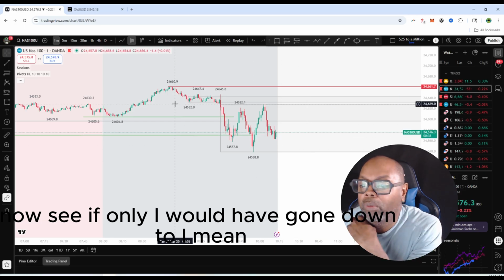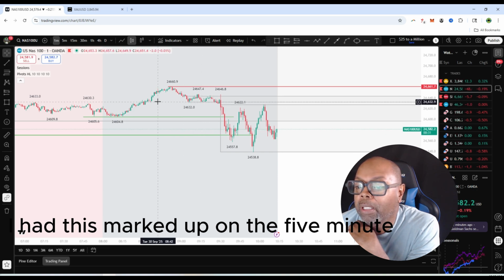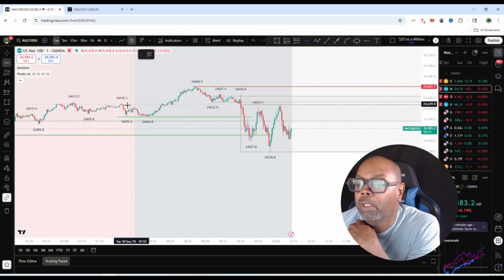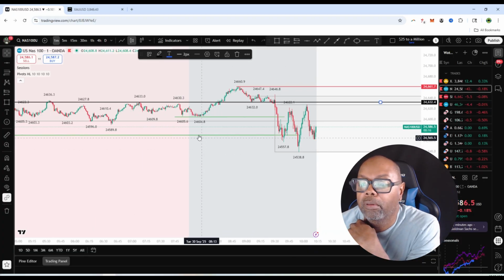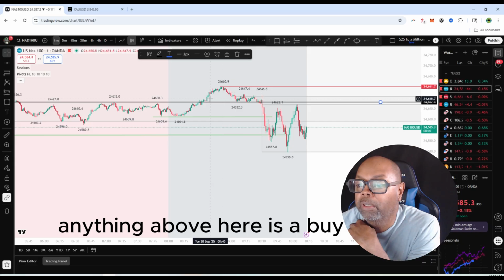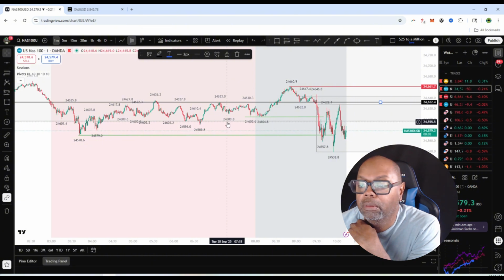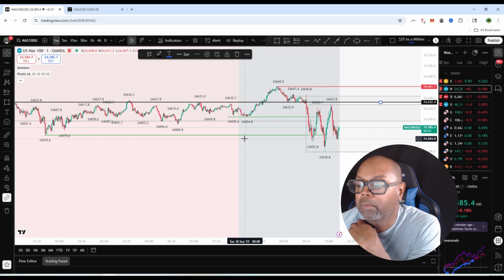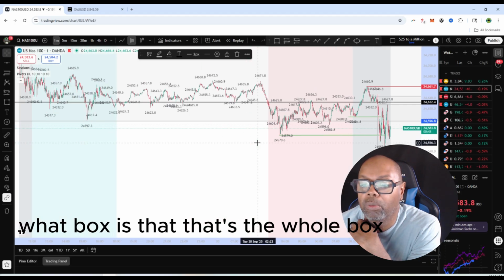Now, see, if only I would have gone down to, I mean, I had this marked up on the 5 minute, I believe, and if I would have maybe come down to the 1 minute mark, if you take a look at this area right here, anything below here is a sell. Anything above here is a buy. Same with this line right here. Anything above that is a buy. Anything below that is a sell. What box is that? Oh, that's that whole box.